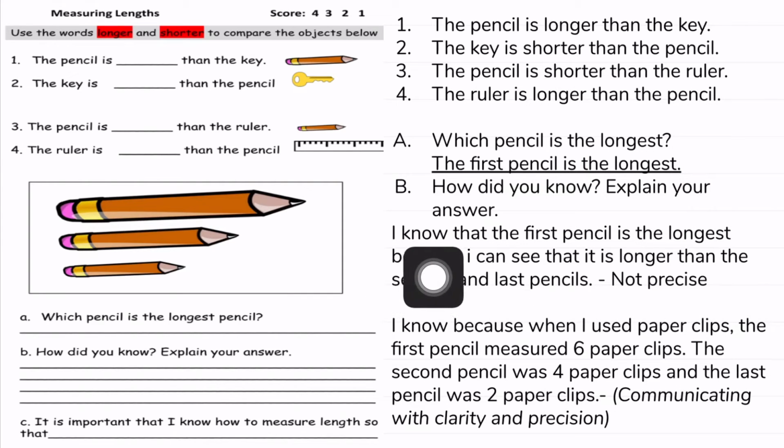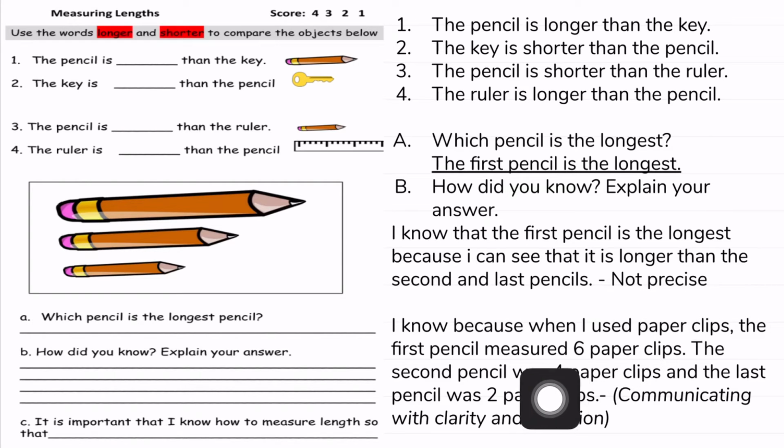So if you will see, I know that the first pencil is the longest because I can see that it is longer than the second and last pencils. That is a very good answer. I know that the first pencil is the longest because it's longer than the second and the third pencil, or the last pencil. And that is so correct. That's so true. You know that this is the longest because it's longer than this too. But it's not so precise.